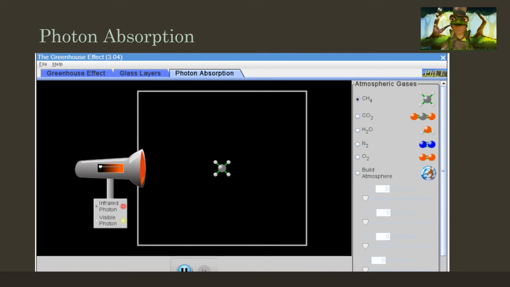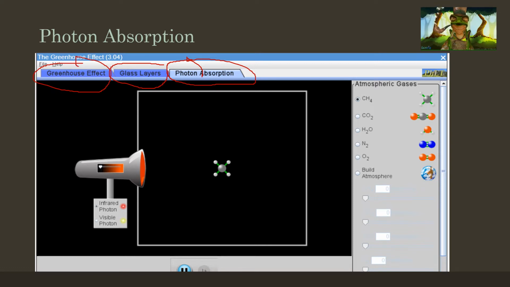So when the activity loads up, it's probably going to go to a different window. And here are going to be your window options for this activity. Your first activity is going to be called photon absorption. It's probably not going to open up to that window when you open this up, but just click on photon absorption, and that will bring you to this window pane. Your next activity is going to be glass layers. And then your third activity to follow this up will be greenhouse effect.